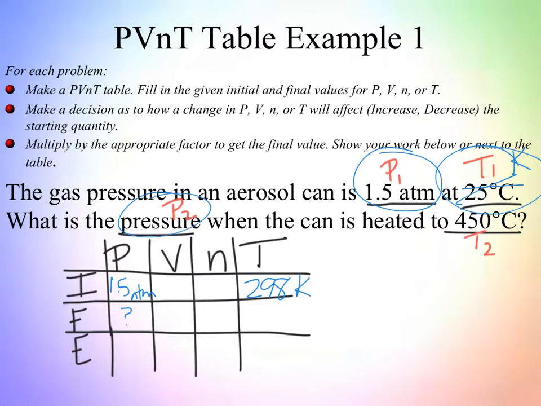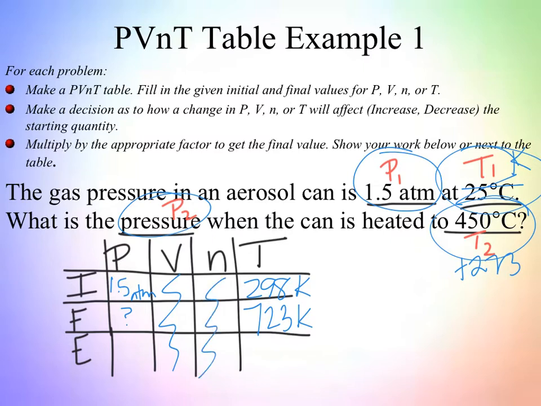And they tell us that our final temperature is 450 degrees Celsius. Again, you cannot use Celsius, so add 273, right? K equals C plus 273. And so we get 723 Kelvin. Now, did the problem say anything about volume? No, so I'm going to cross it out. Did it say anything about number of particles or moles? No, I'm going to cross that out as well.